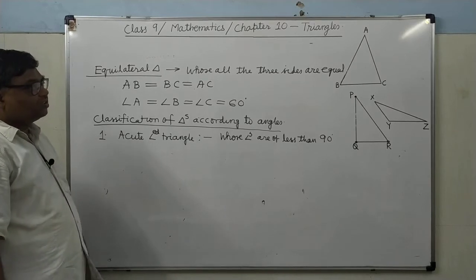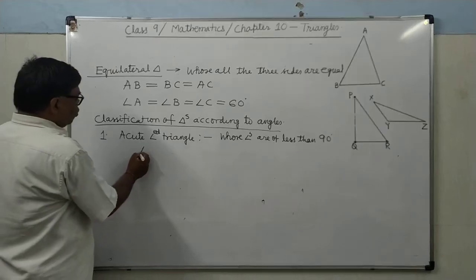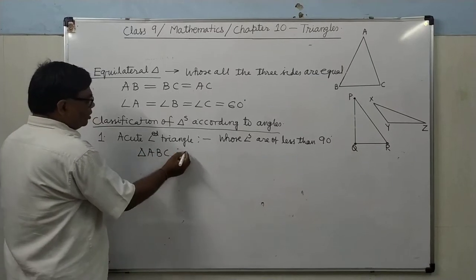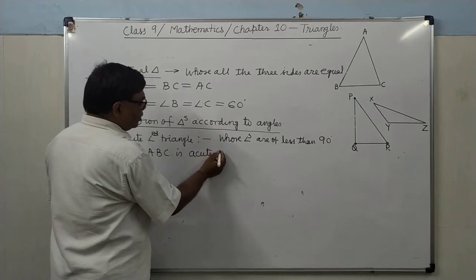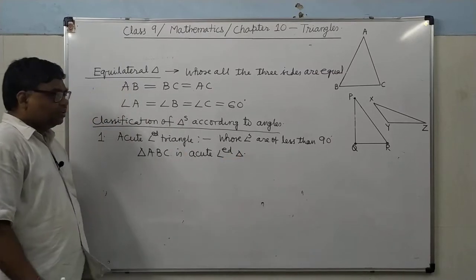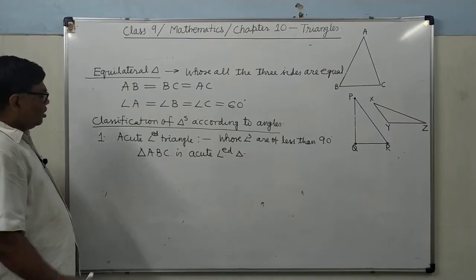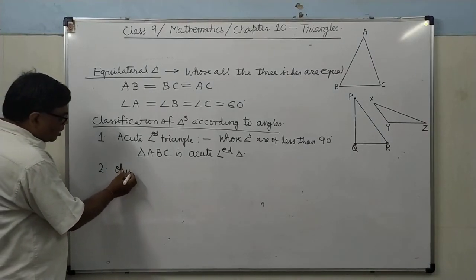For example, triangle ABC is an acute angle triangle in that diagram. Triangle ABC is acute angled triangle. This is the symbol of triangle. It is clear? Now then there is one obtuse angle triangle.